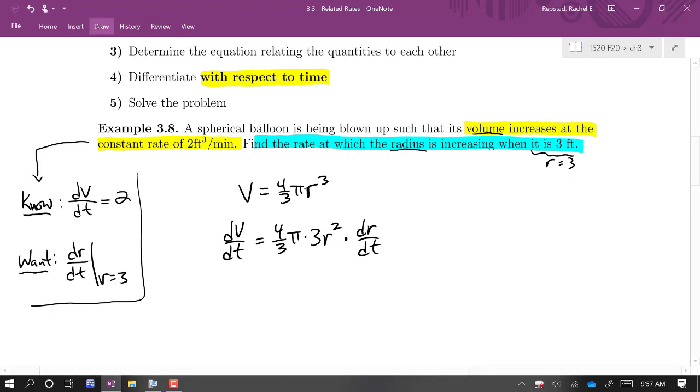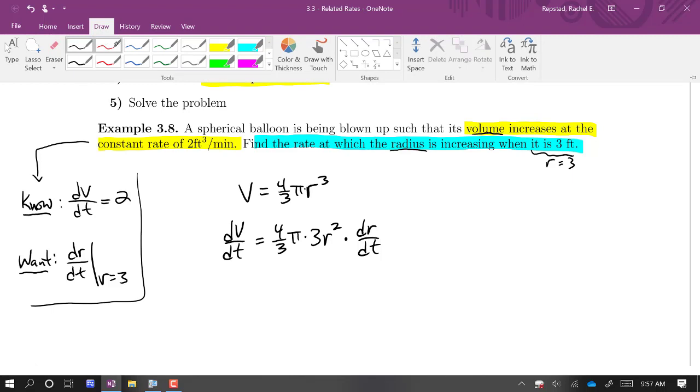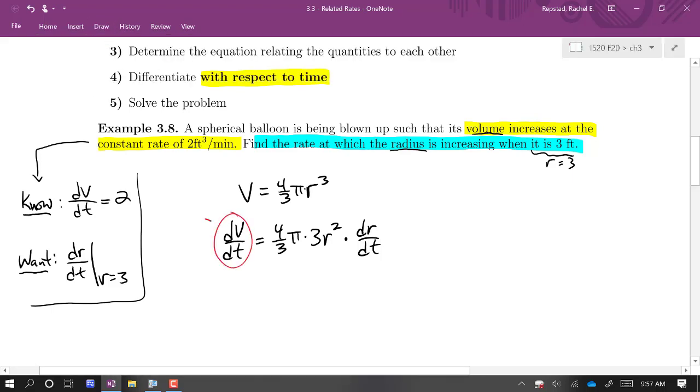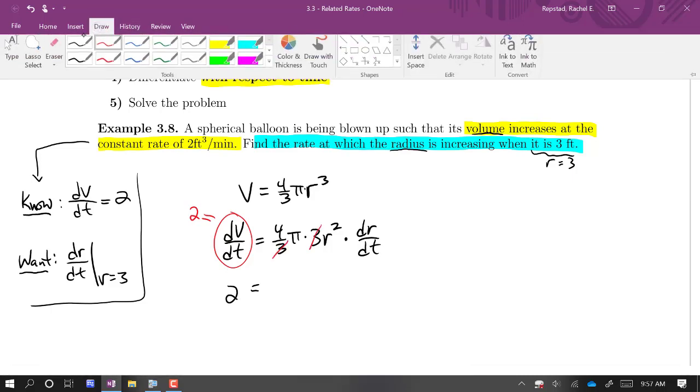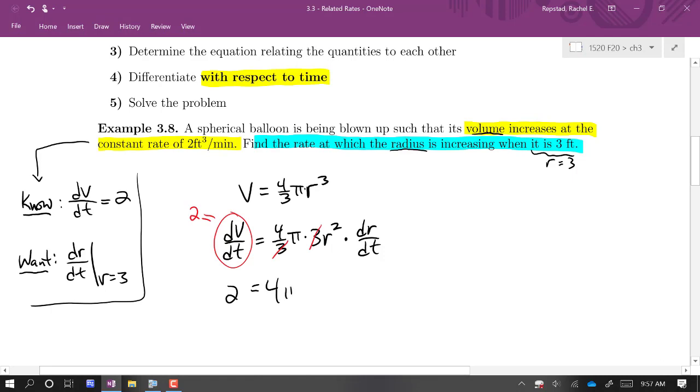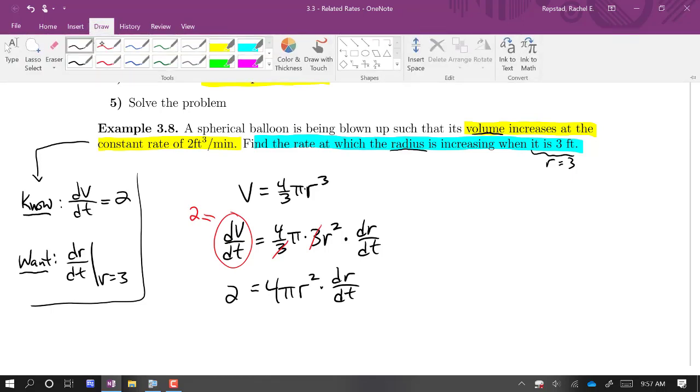And we know that dV/dt is always equal to 2, so I'm going to go ahead and put that in. So 2 is equal to, do a little canceling here, those 3's cancel, 4 pi r squared times dr/dt. Now I'm going to just solve this equation for dr/dt.